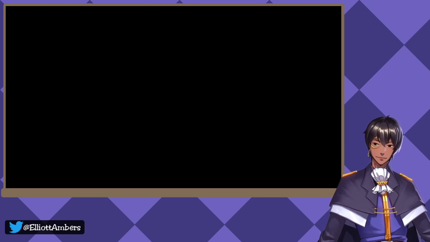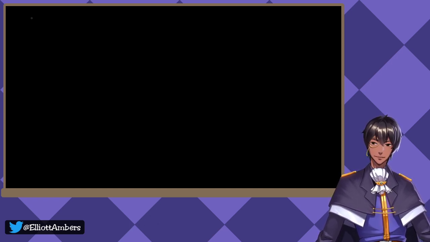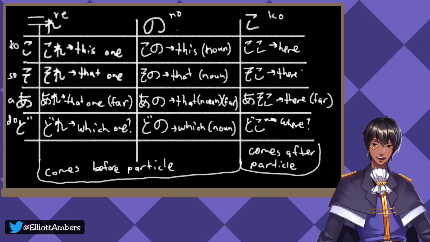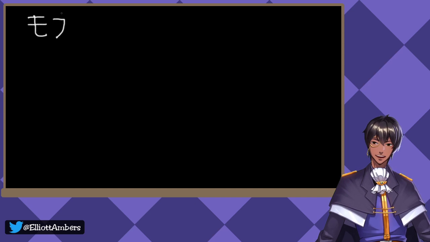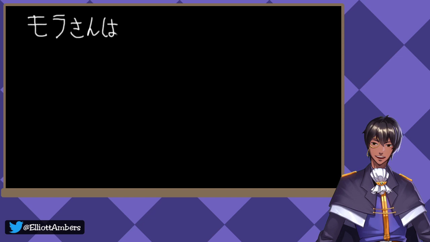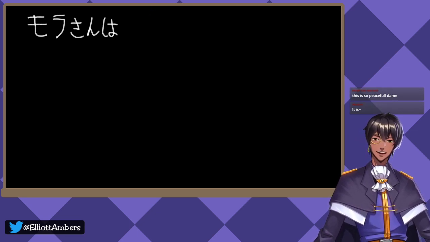Let's see. We could say... I just want to make sure I'm not going to write the mo backwards, because katakana will always throw me off. So, in this case here, Mora-san wa gakusei. I'm going to be consistent with this. I'm going to write out student in kanji every time.